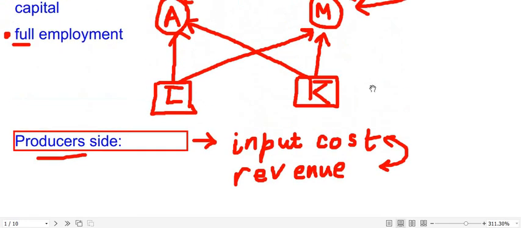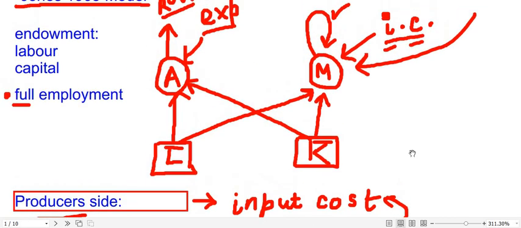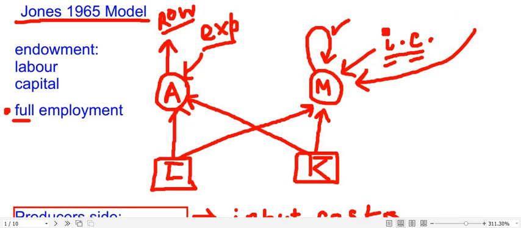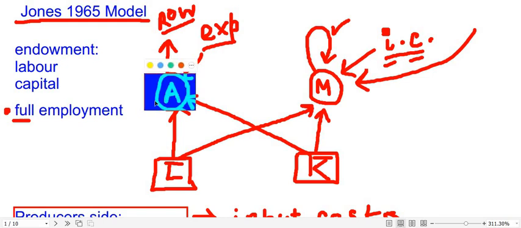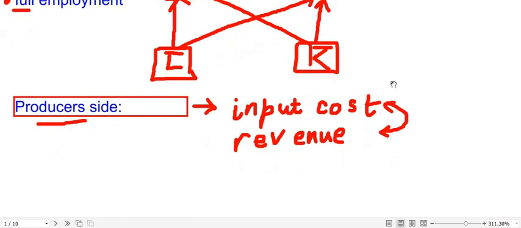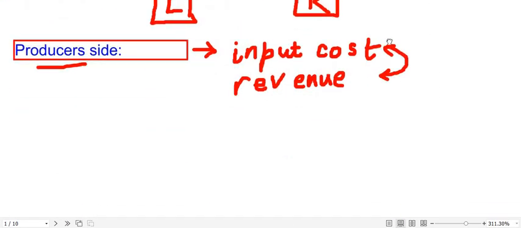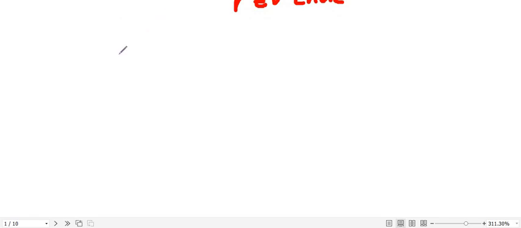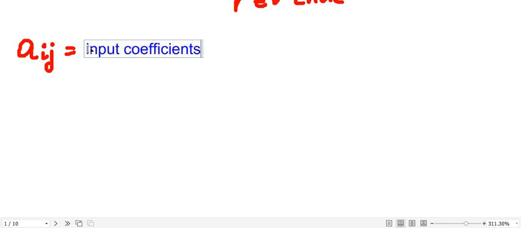Now let's go back to the two sectors, and suppose we consider the agricultural sector first. Let me think of the input costs. Here we introduce a notation. We use the notation Aij. Now what is Aij? Let me just explain that. Aij is called the input coefficients. So these values are called input coefficients.